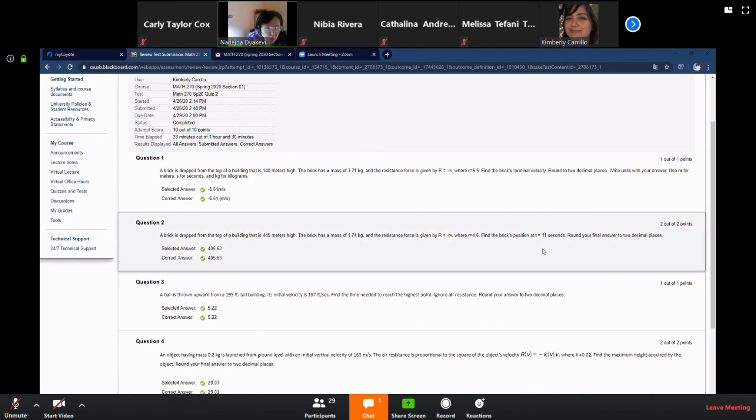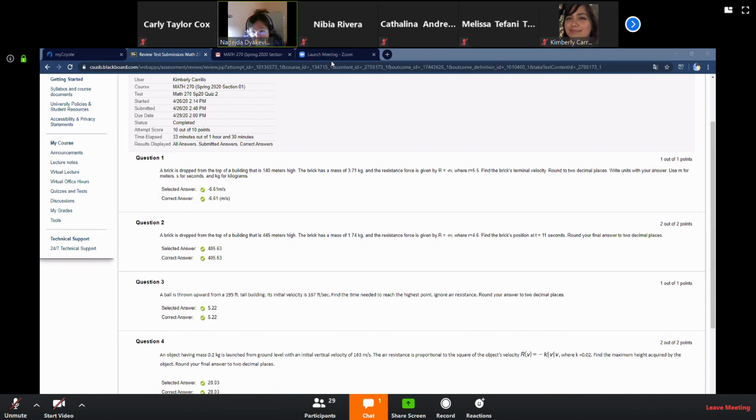Let's take a look at question number 1. This is a question about a brick that is dropped from the top of a building. We have here the initial height, the mass of the brick, and there is resistance. So is this case 2 or 3? This would be case 2. Very good. That's because instead of v squared, you have v. So your r is given, find the brick's terminal velocity and round to 2 decimal places. Write units with your answer, using m for meters, s for seconds, and kilograms.